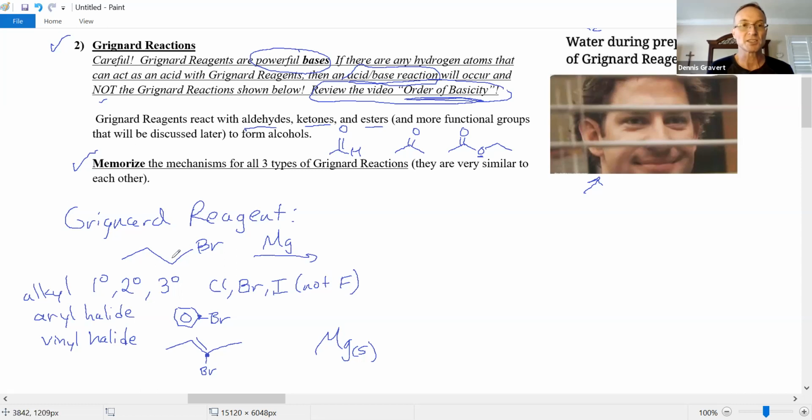It simply inserts itself between the carbon and the halide, which is kind of interesting in terms of the polarity of this bond. If you take an alkyl halide, halides are more electronegative than carbon. So bromine takes on a slight negative charge, carbon takes on a slight positive charge. Magnesium will actually insert itself between the carbon and the halide. And we usually write the Grignard reagent like this.